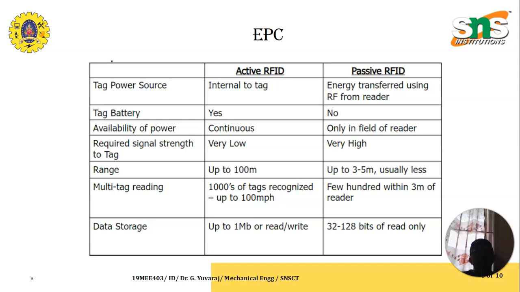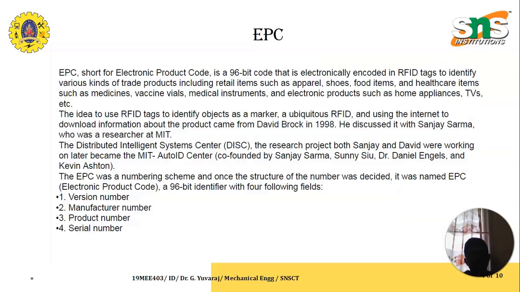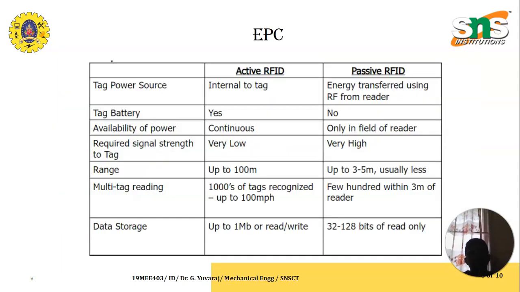Here they are classifying two different kinds of RFID. RFID is also called an electronic product code. This electronic product code can be divided into two different kinds. The first one is called active RFID, and the second one is called passive RFID.